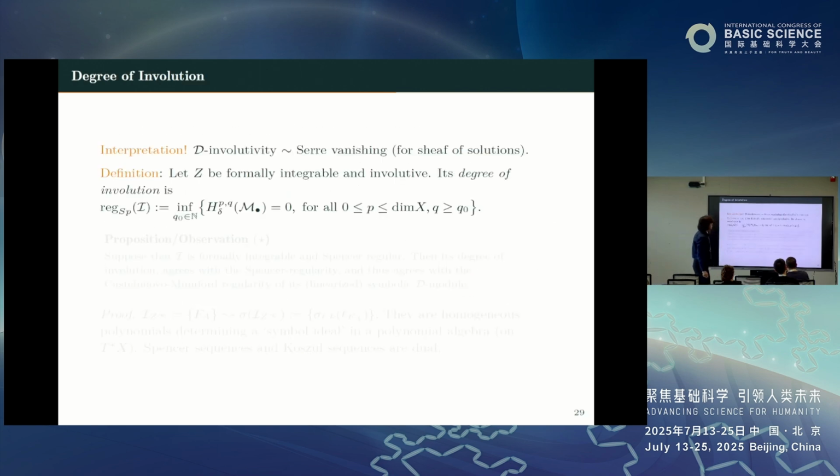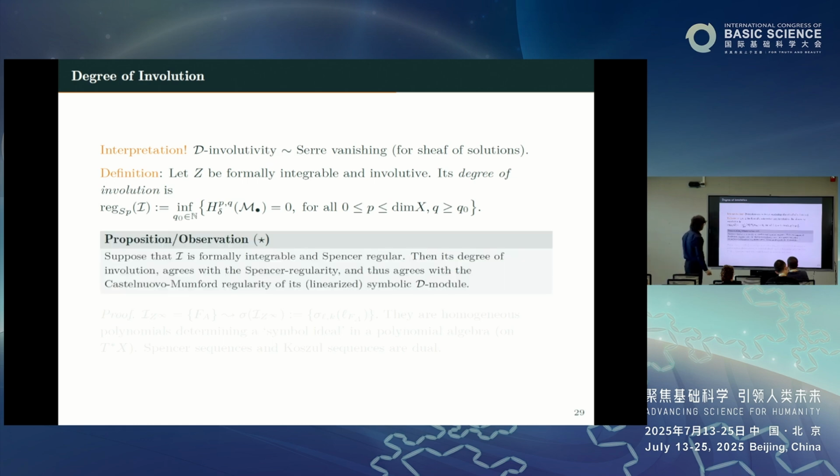All right? So the regularity for an infinite prolongation of symbols associated to some D-infinity ideal of the solution space to an infinite system of differential equations is given by this infimum over q_0 for which H^{p,q} vanishes. Okay? If I is formally integrable and Spencer regular, then it can actually be shown that the degree of involution agrees with the Spencer regularity. Spencer regularity is scheme theoretic. The degree of involution I defined with respect to the system of symbols is sheaf theoretic.